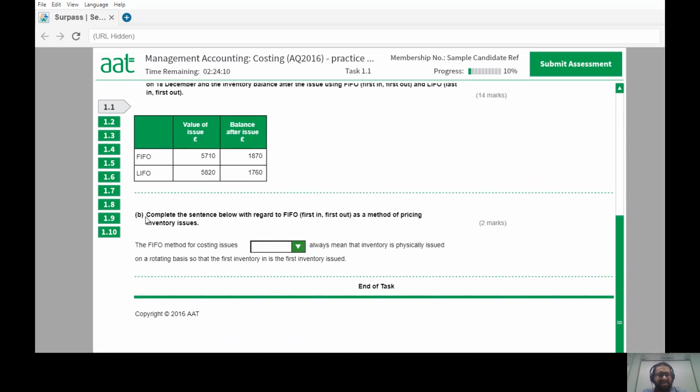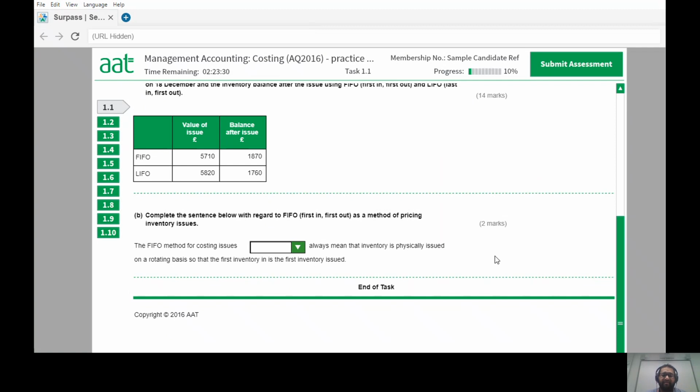Now we have to look at this. Complete the sentence below in regards to Fifo as a method of pricing inventory issues. So here, the Fifo method for costing issues always means that inventory is physically issued on a rotating basis, so that the first inventory in is always the first inventory issued.